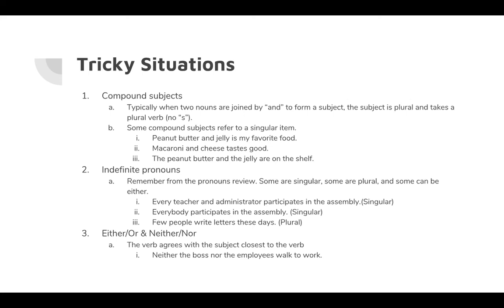Now remember, when we discussed this before, we said if you're going to use this kind of construction, you always want to make sure that you have the plural noun closest to the verb when possible. Otherwise, it might be grammatically correct, but it sounds really weird.